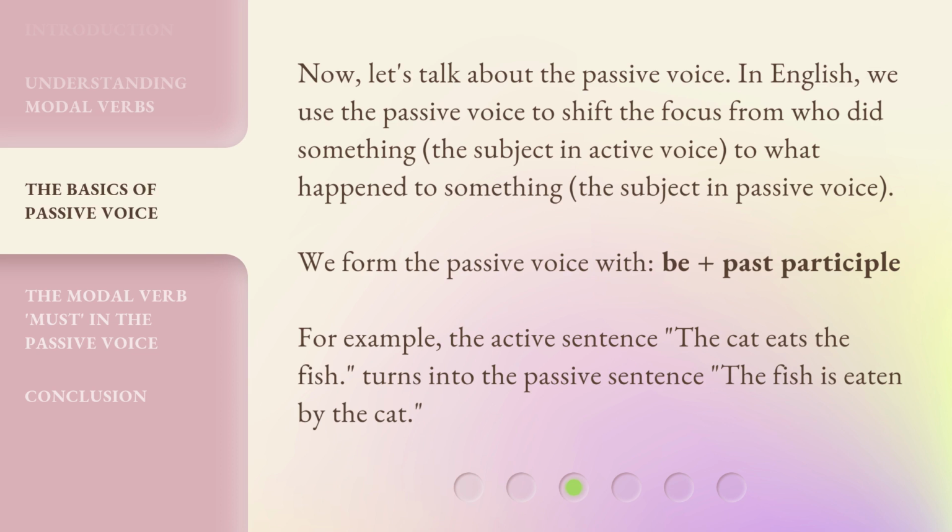Now, let's talk about the passive voice. In English, we use the passive voice to shift the focus from who did something, the subject in active voice, to what happened to something, the subject in passive voice. We form the passive voice with be plus past participle. For example, the active sentence "the cat eats the fish" turns into the passive sentence "the fish is eaten by the cat."